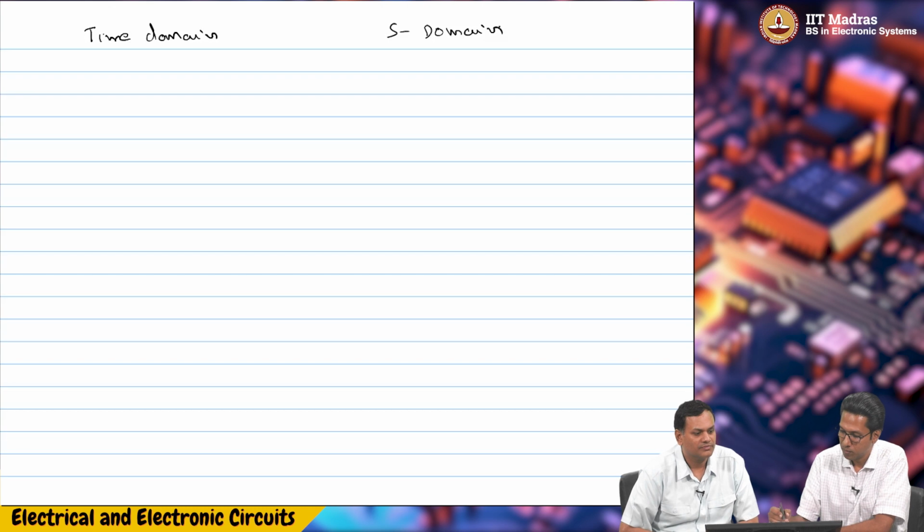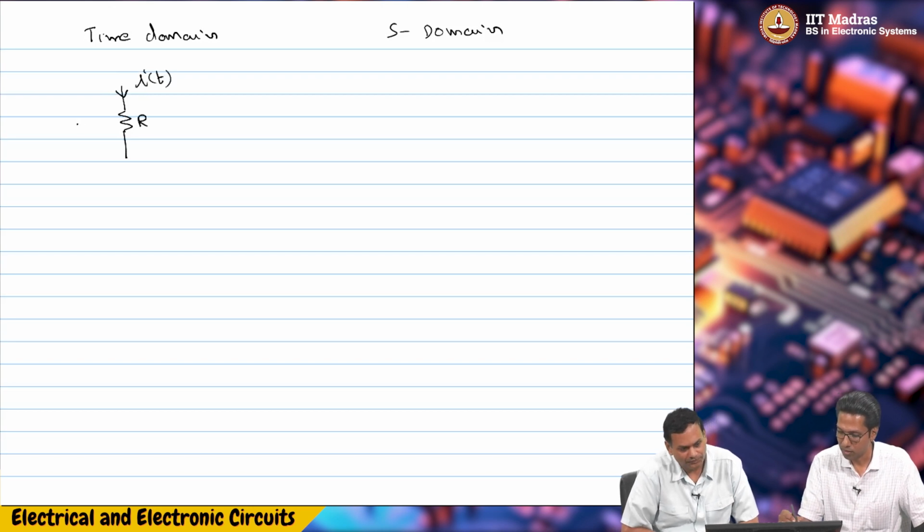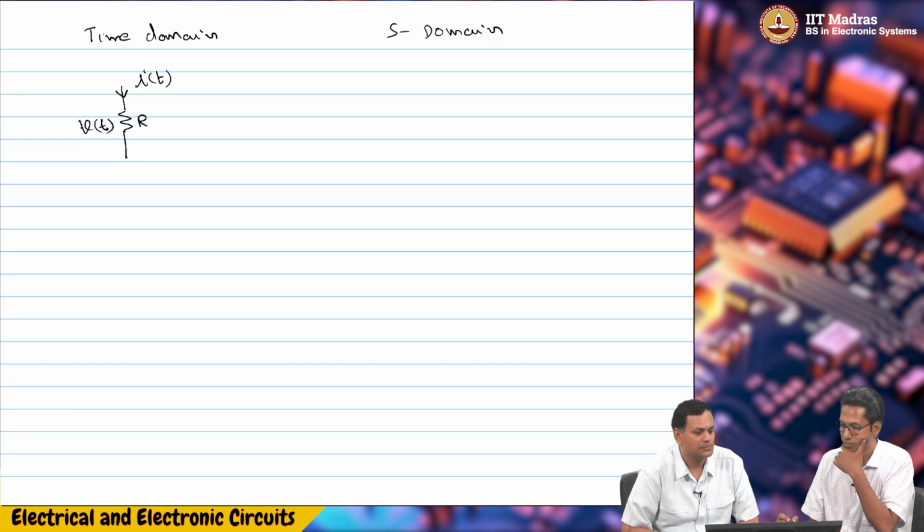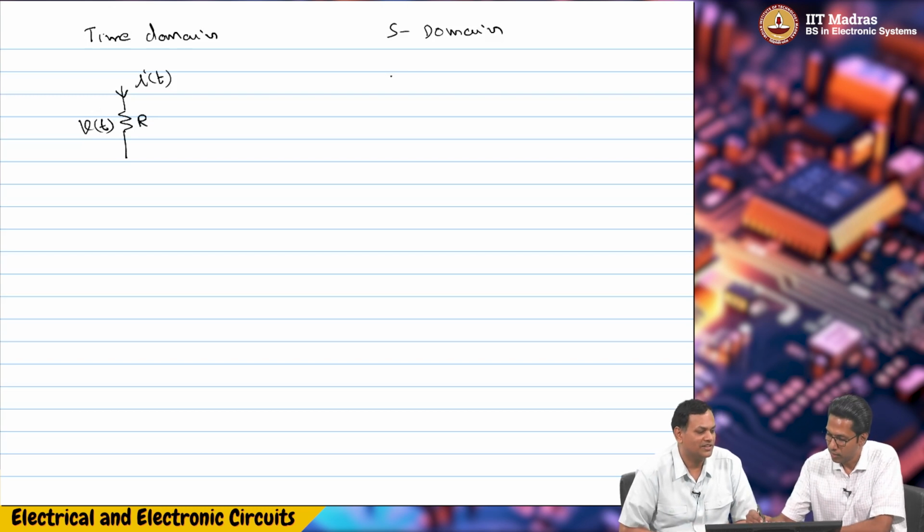So first is of course the resistor. You have current i of t, resistor R, v of t. Here there is no problem, so I can just write it as I of s and resistor R.